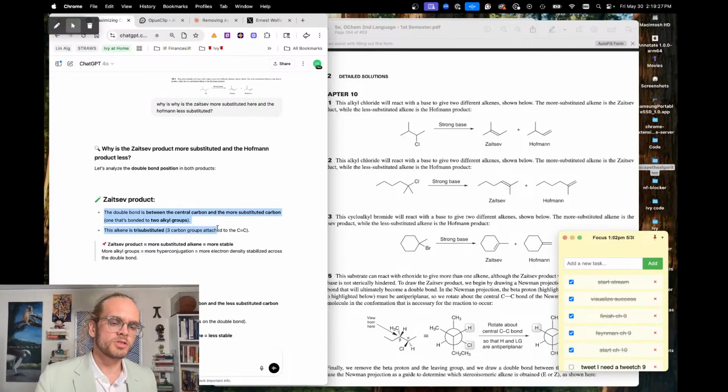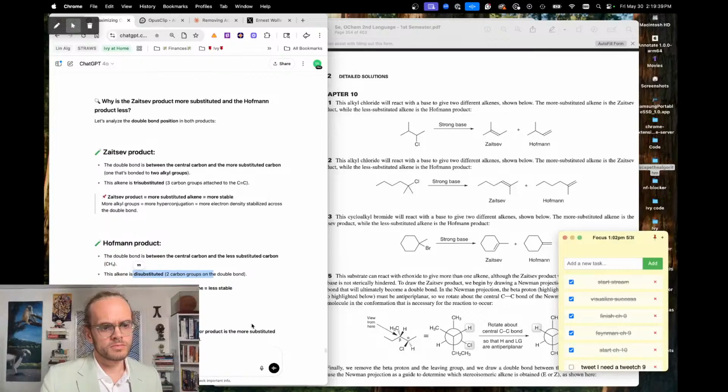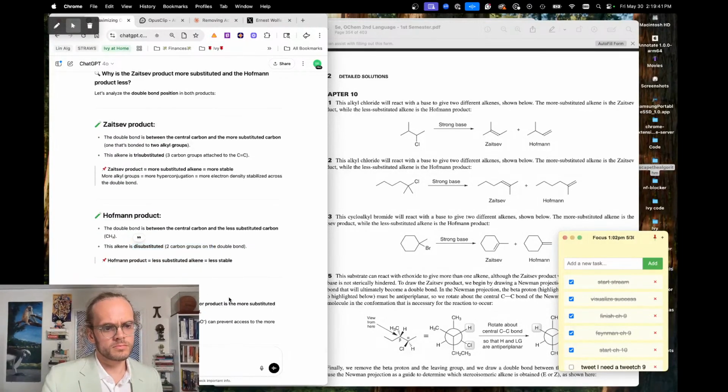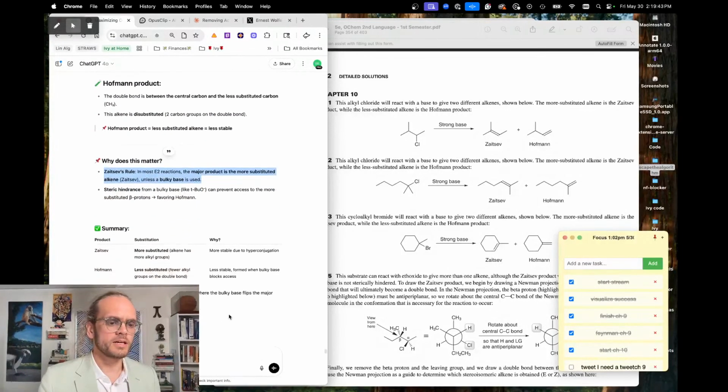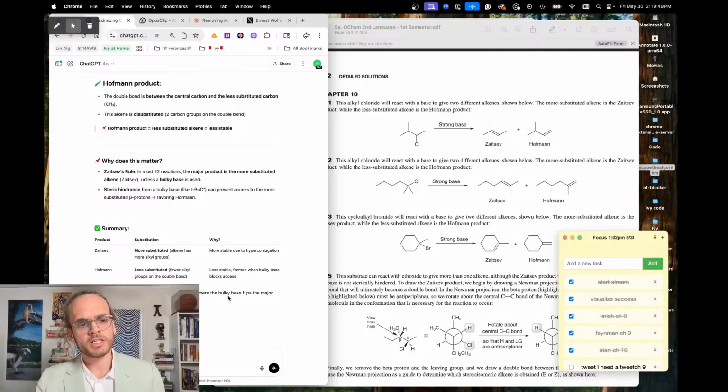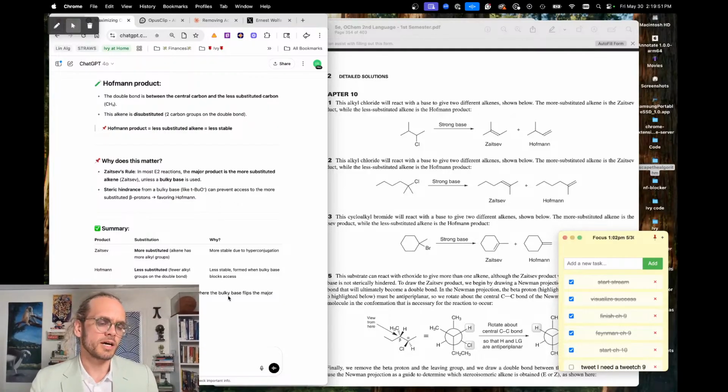Double bond is between the central carbon and the more substituted carbon that has 2 alkyl groups. It's tri-substituted. More substituted alkene is more stable. Di-substituted, 2 carbon groups. All right, that's helpful. Compose a short tweet thread summarizing what I learned in chapter 9.